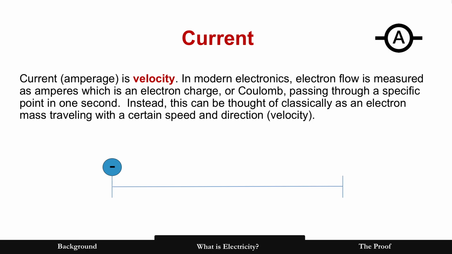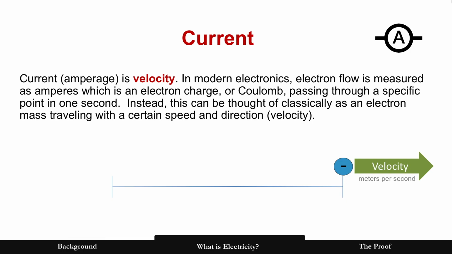Current, or amperage, is a velocity. Now, that's different than modern electronics because electron flow is measured as amperes, which is an electron charge called a coulomb passing through a specific point in 1 second. But let's flip that around a little bit. Instead, let's think of it as an electron with mass traveling at a certain speed and direction, which is velocity, like this. There, it's just moving. And it can be measured in velocity, such as meters per second, which is SI units.